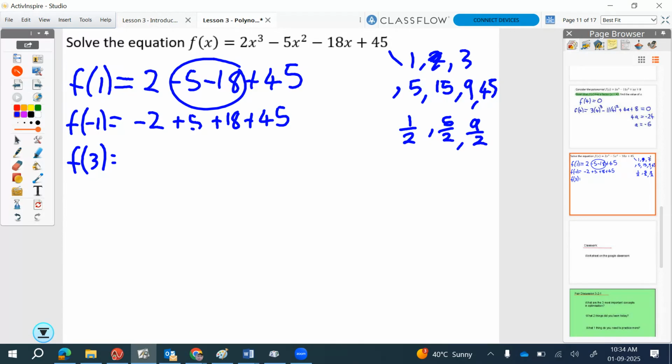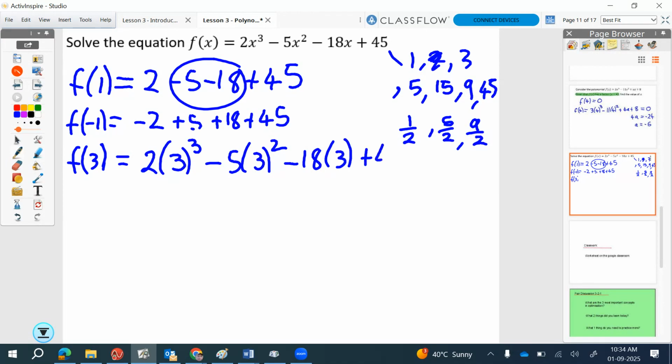I'm making mistakes. If I'm making mistakes, it's because I'm jumping. So let's stop jumping a little bit. Let's write it. Take a little bit longer to write it. We've got 2 bracket 3 cubed minus 5 bracket 3 squared minus 18 bracket 3 plus 45. And this is going to give us 3 cubed is 27 times 2, 54. 3 squared times 5, minus 45. 18 times 3, minus 54.